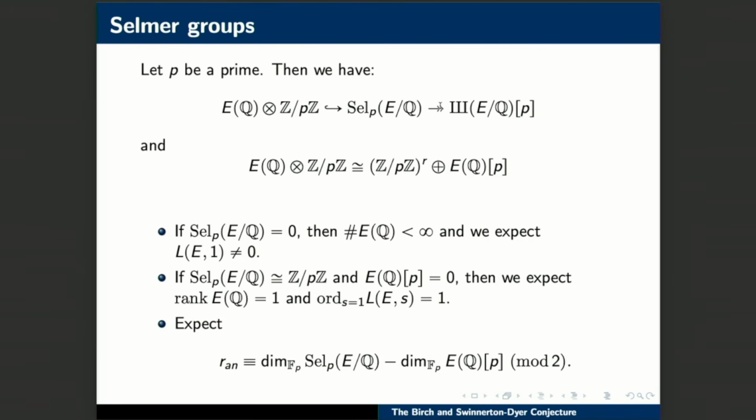So you can ask, if the mod P Selmer group has dimension 1, then you expect the rank of the elliptic curve to be 1 and the order of vanishing to be 1. Can we prove that?